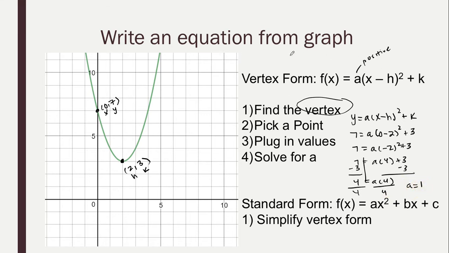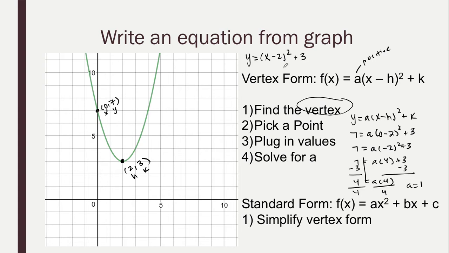So my equation would be y equals 1 times x minus 2 squared plus 3. Why did I not put that 1 there? It really doesn't matter, right?